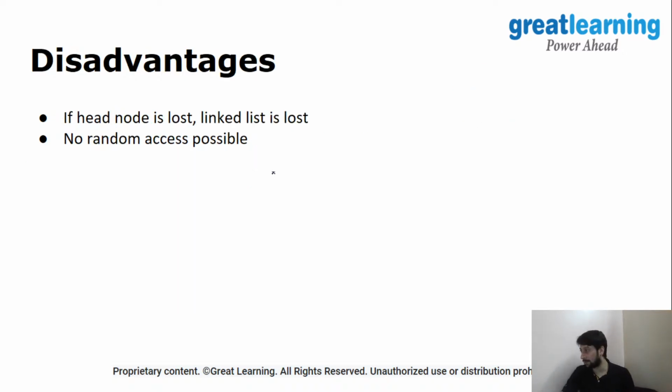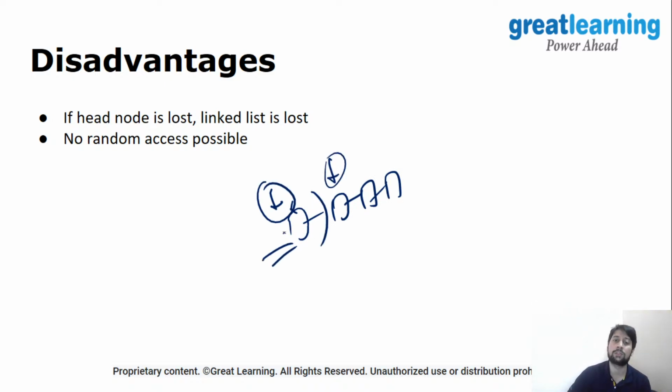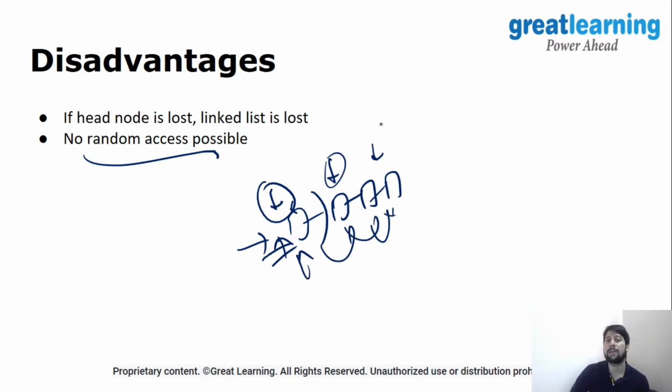Now what about the disadvantages? If the head node is lost, the entire linked list is lost, or if you are somehow manipulating it, you will still be losing some information. No random access is possible, because you only have the head node present here, and with the help of the head node you will be traversing to the rest of the nodes. So randomly you cannot go to hit a node. That is not possible.